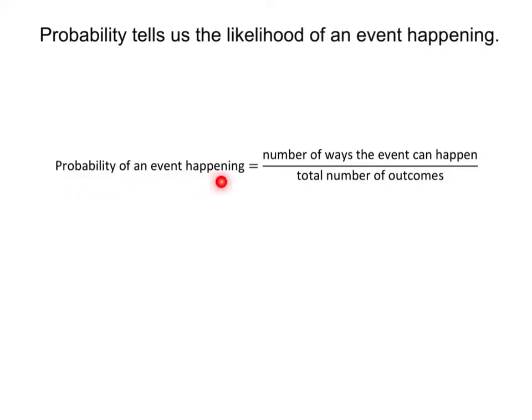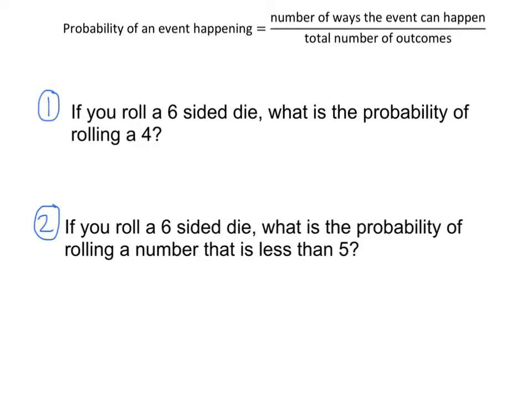The probability of an event happening you could represent with a fraction, where the top number is the number of ways the event can happen, and the bottom is the total number of outcomes. When I say outcomes, I'm talking about the total number of things that could happen. So the probability of an event happening is the number of ways the event can happen divided by the total number of outcomes. You really need to internalize this formula.